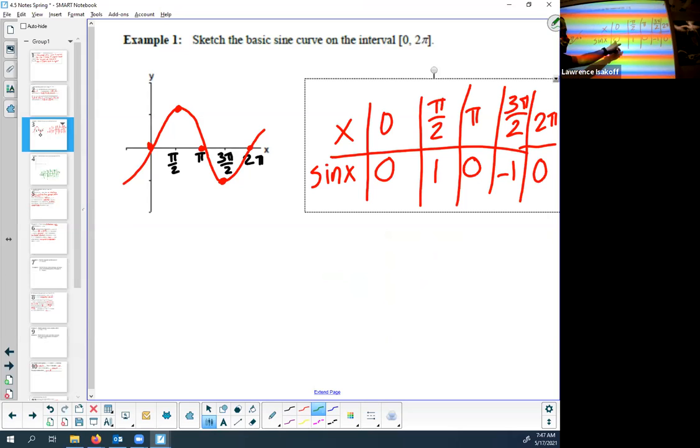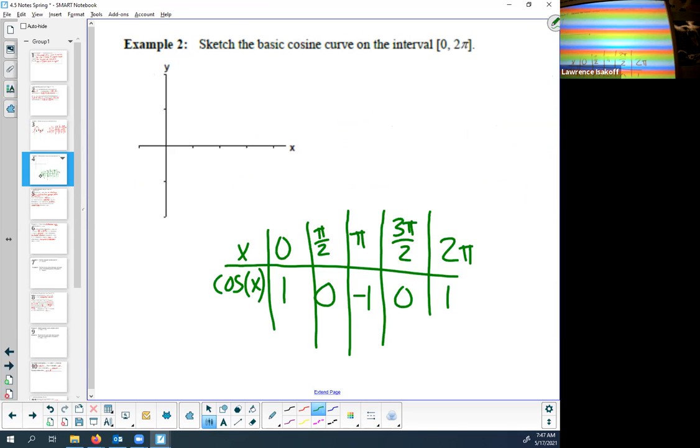Just like again, I went 0 up to 1, back to 0, down, back up. It just repeats itself. That's what I mean when I say the period's 2 pi. Once I get back to 2 pi, I'm back to where I started. These are highly repetitive, and that's the point. So pi over 2, pi, 3 pi over 2, and 2 pi.